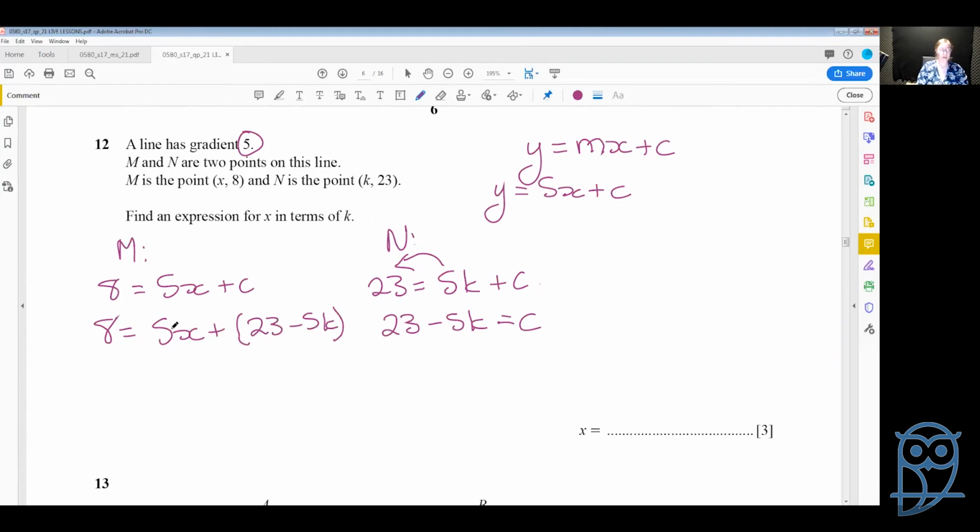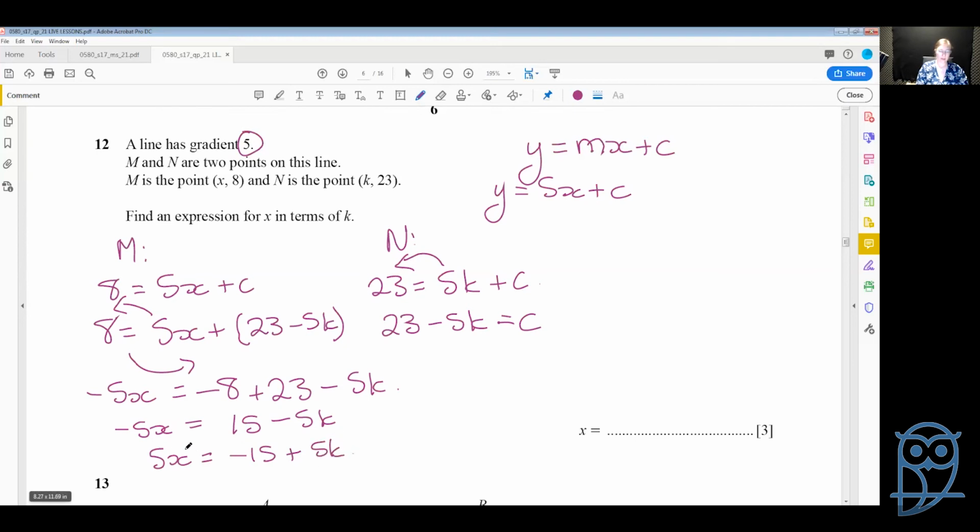So now we want to get our x's in terms of k's. So we want to get all of our x's on one side and all of the rest on the other side. So I'm going to take this over to this side, and I'm going to take my 8 over to this side. So we have minus 5x equals minus 8 plus 23 minus 5k. This gives me 15 minus 5k, and that is minus 5x. We want to get rid of this negative first, so that would be 5x equals minus 15 plus 5k. Then we can divide by 5 all throughout. So we get x is minus 3 plus k. We can also write k minus 3. They will both be accepted.